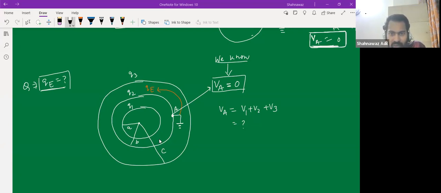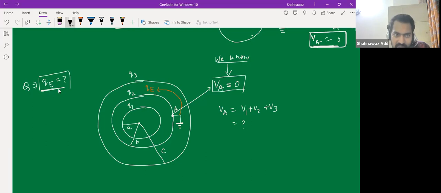So we are talking about earthing. Earthing is a phenomenon. What it does is that it makes the potential zero, right? So how does it make the potential zero? It provides some extra charge, so that the total charge on that system becomes zero, and then the potential becomes zero. So that is what earthing does.